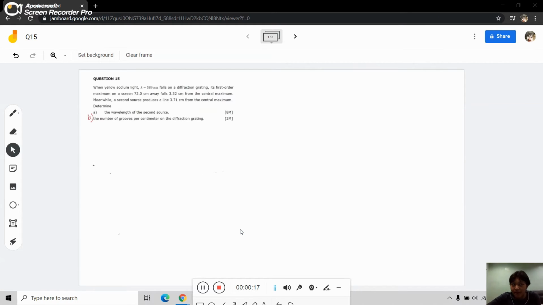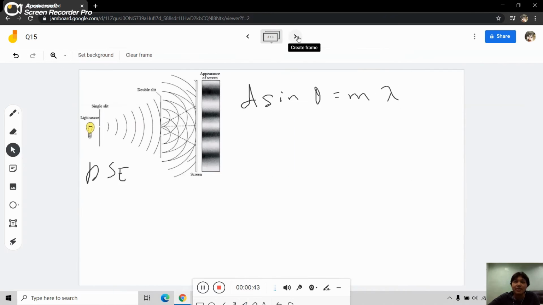So for my part, I'm doing question A, which is finding the suitable equation for the question given, the wavelength of the second source. The hint has already been given, which is the diffraction grating. Diffraction grating, we know, is a single slit experiment, and not to be confused with the double slit experiment that I'll show you about. Looking into this, the double slit experiment, the equation is d sine theta equals m lambda.